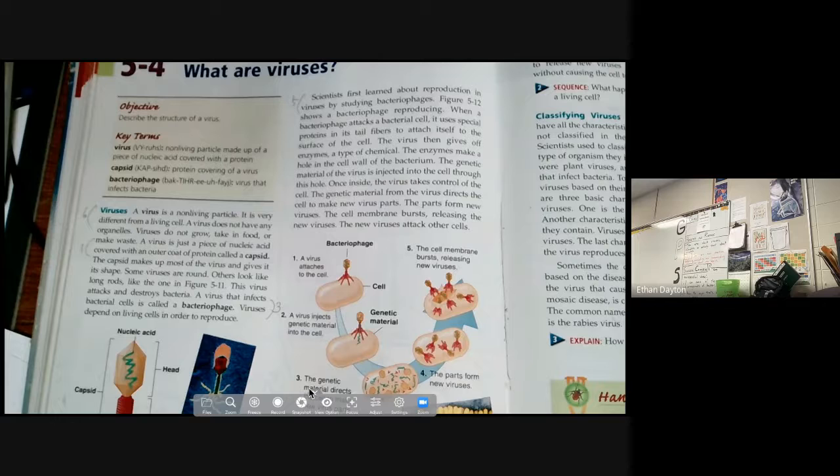Okay, textbook page 140. What are viruses? And our objective today is to describe the structure of a virus.